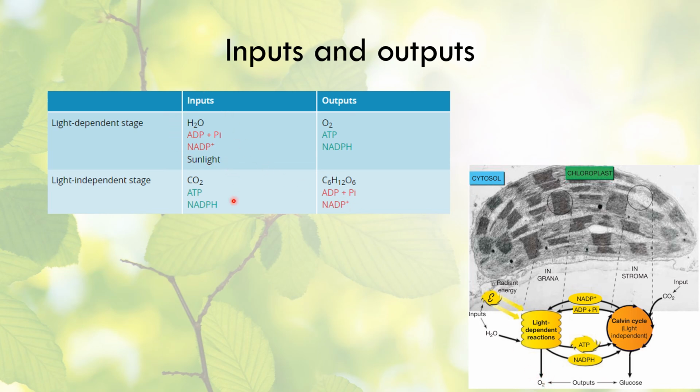Up here we've got a beautiful little summary of what's going on, and this is what you do need to know for the exam. You need to know that we put in water, ADP, and of course because it's ADP it must have the phosphate, NADP+, and sunlight. If you remember that our light dependent stage is charging everything up, it's kind of like a solar battery. It's a solar panel, it's charging everything up. So everything you put in must be unloaded, it must be uncharged.